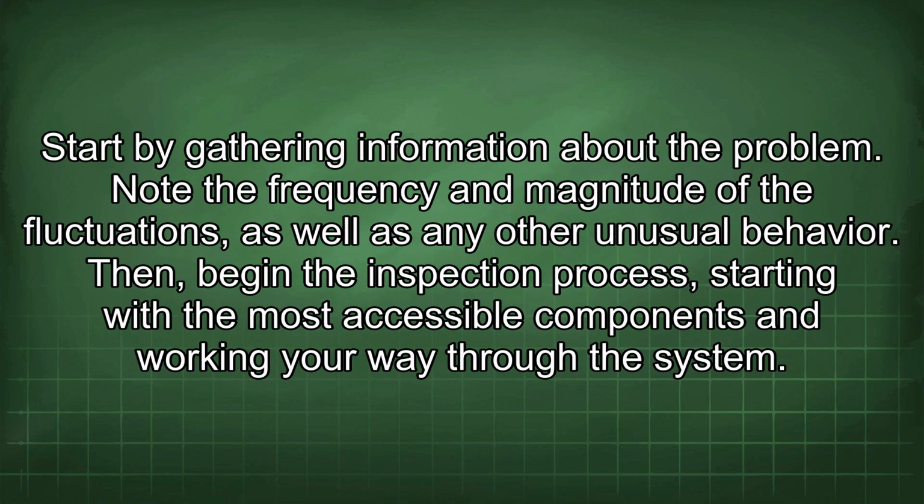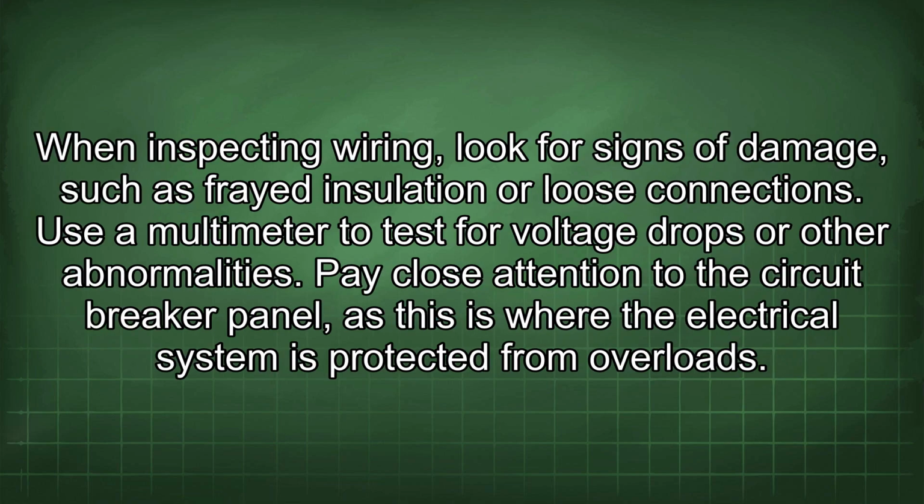Start by gathering information about the problem. Note the frequency and magnitude of the fluctuations, as well as any other unusual behavior. Then, begin the inspection process, starting with the most accessible components and working your way through the system. When inspecting wiring, look for signs of damage, such as frayed insulation or loose connections. Use a multimeter to test for voltage drops or other abnormalities.